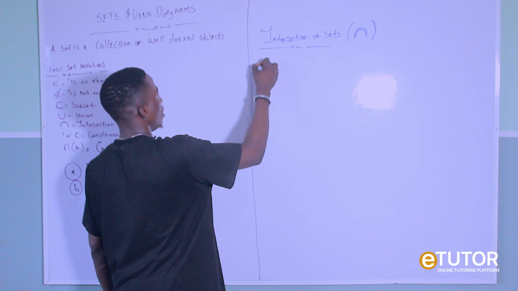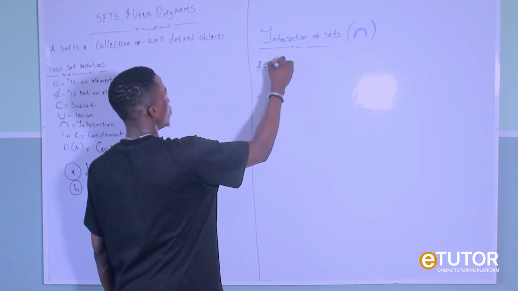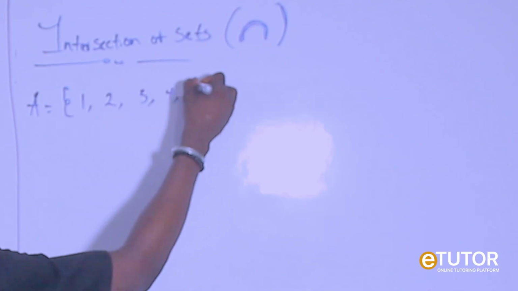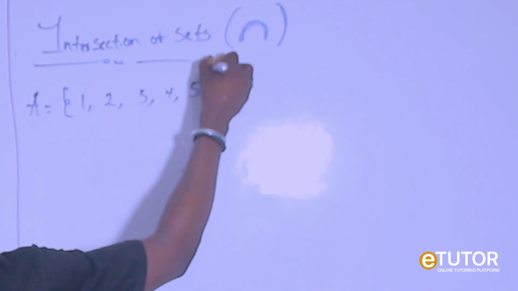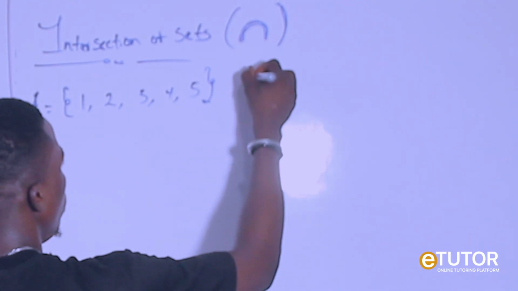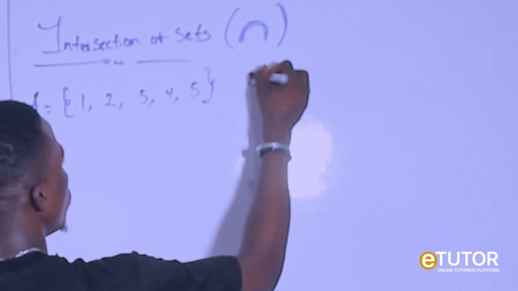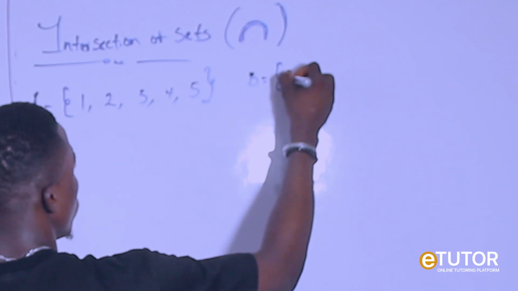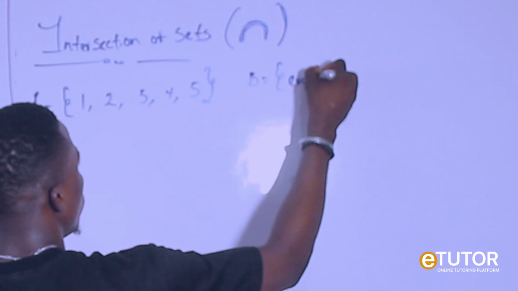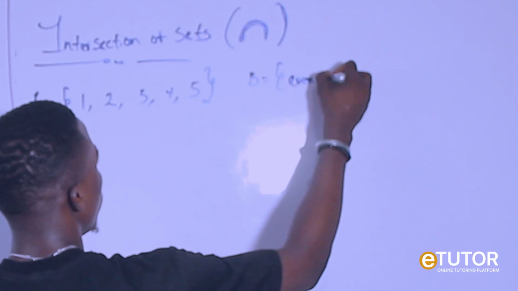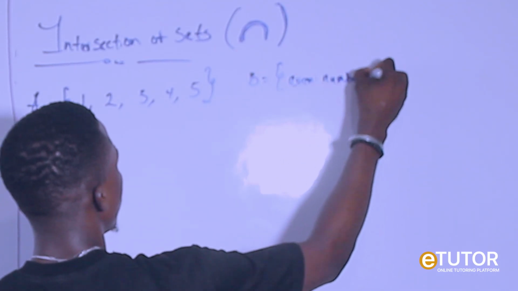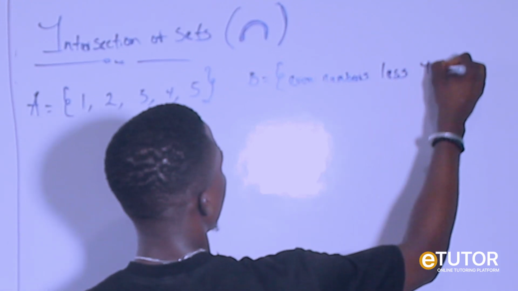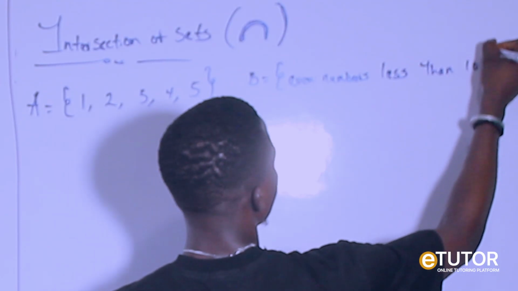So let's say I have a set A equal to {1, 2, 3, 4, 5}, and I have a set B equal to even numbers less than 10.